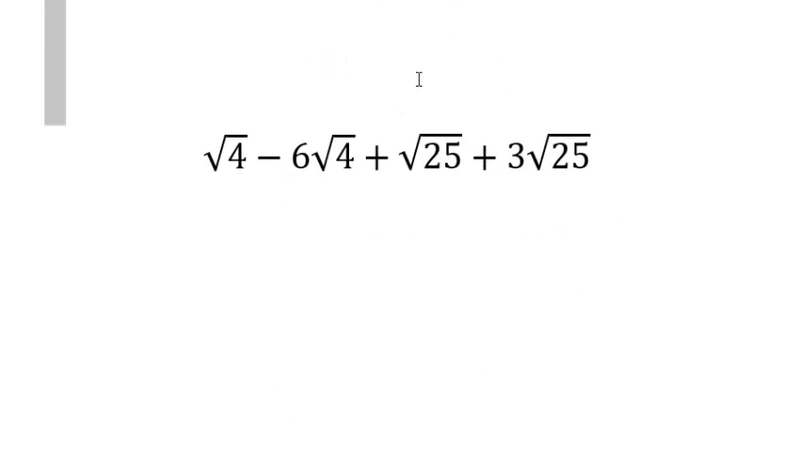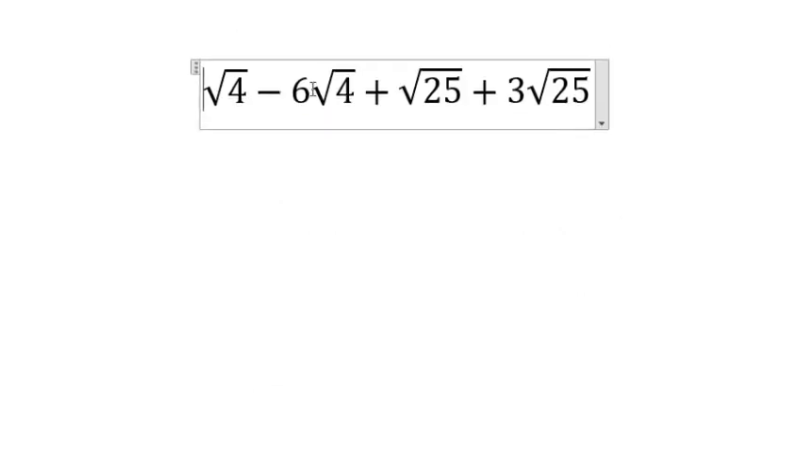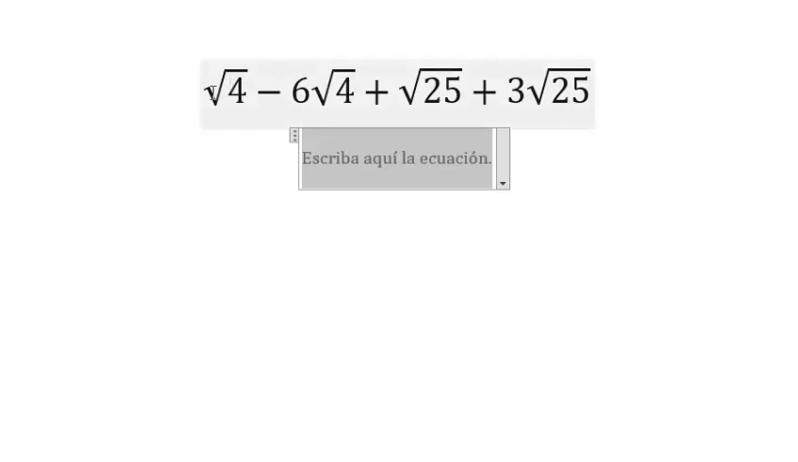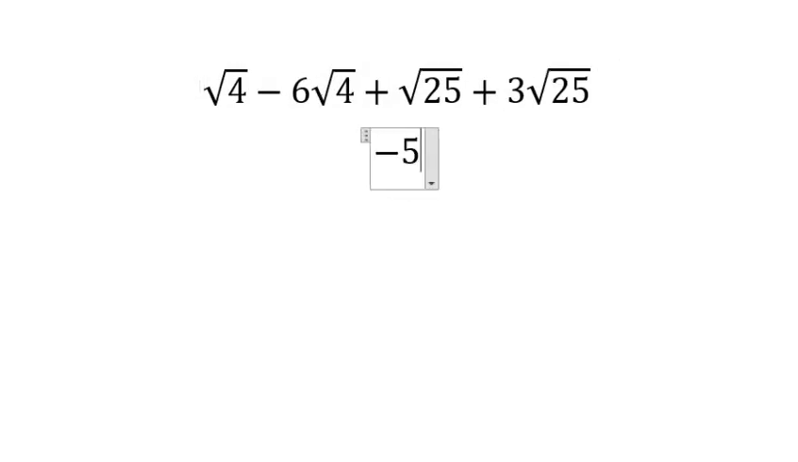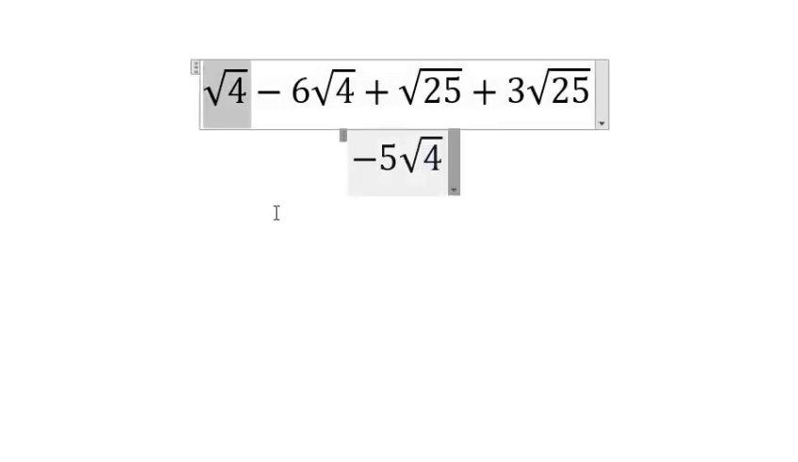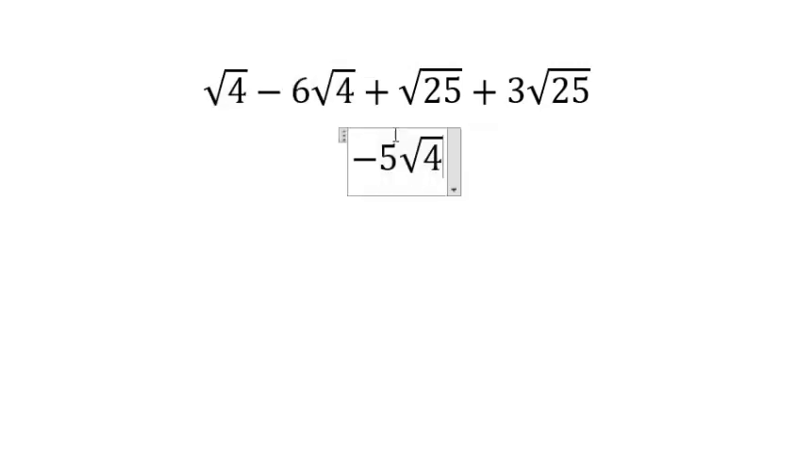Okay, let's see this last one. We have square root of 4 minus 6 square root of 4 plus square root of 25 plus 3 square root of 25. I could substitute each one of them immediately, but what I'm going to try to do instead is just operate with them. Okay, I have 1 square root of 4. Remember, there's an invisible 1 here. 1 minus 6. That will be negative 5 square root of 4. If you're thinking, why am I not going to change the square root of 4 with 2? Yes, you can do it, but in this case I prefer operating first and then changing the number.